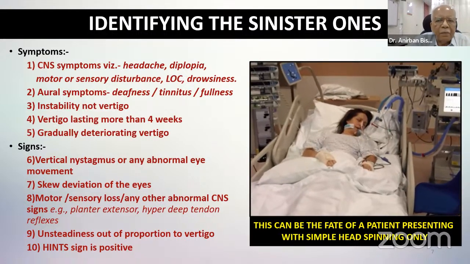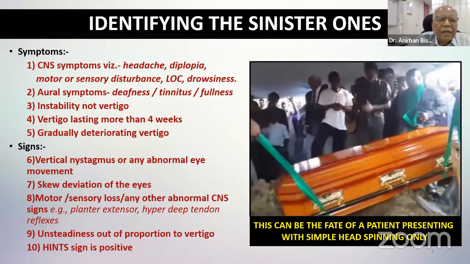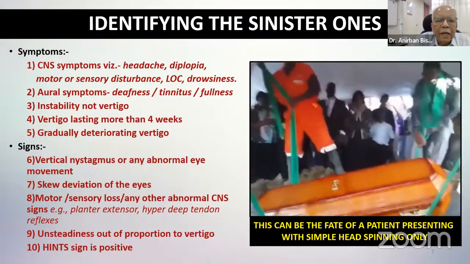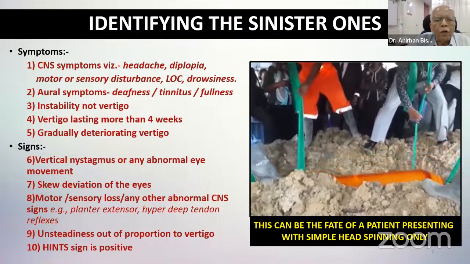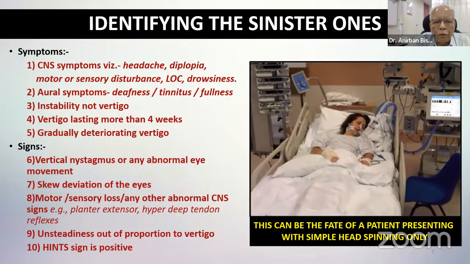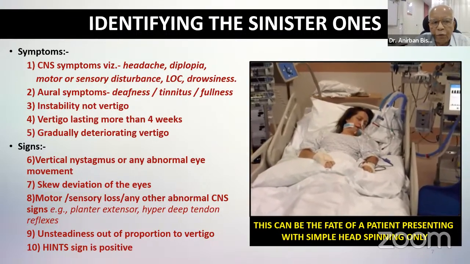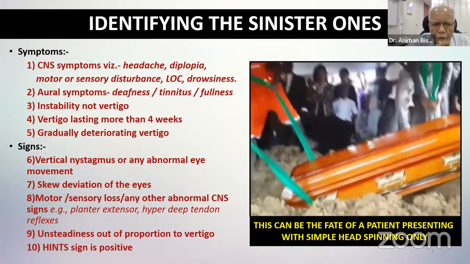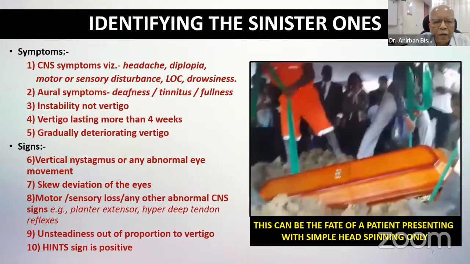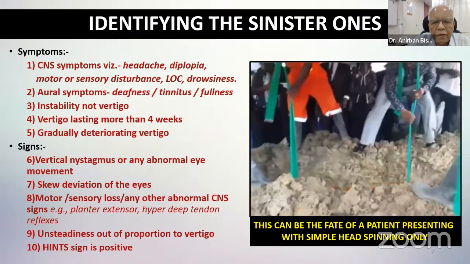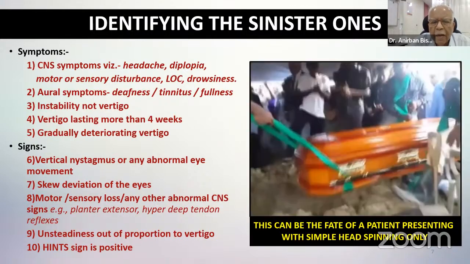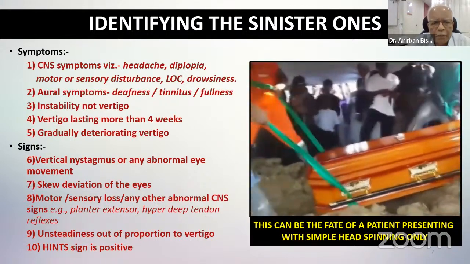These are the dangerous symptoms, the red flags. If there is some central nervous system symptom like severe headache, diplopia, motor or sensory disturbance, loss of consciousness or drowsiness, be careful. It can be a sign of a sinister, life-threatening cause of vertigo. If there are aural symptoms like deafness, tinnitus, and fullness, it can be something like Meniere's disease, which is not life threatening but extremely traumatic to the patient.